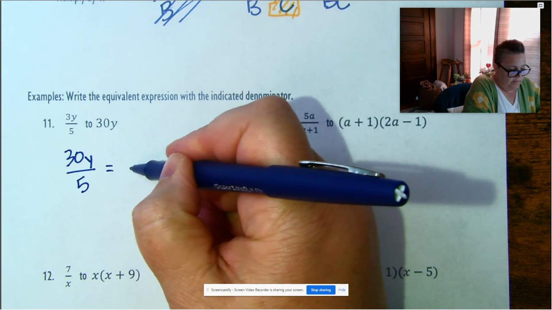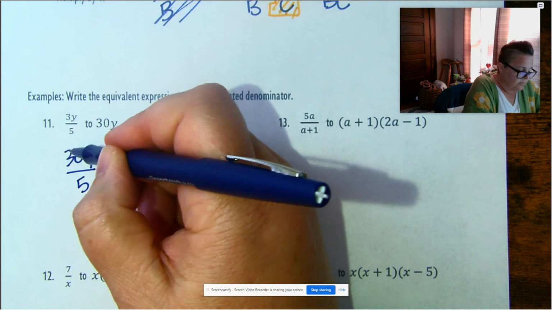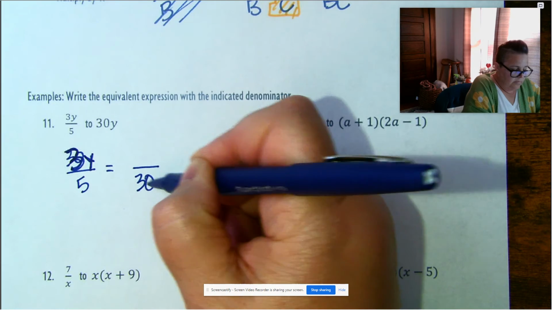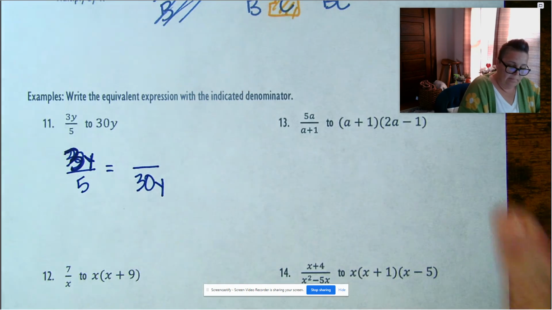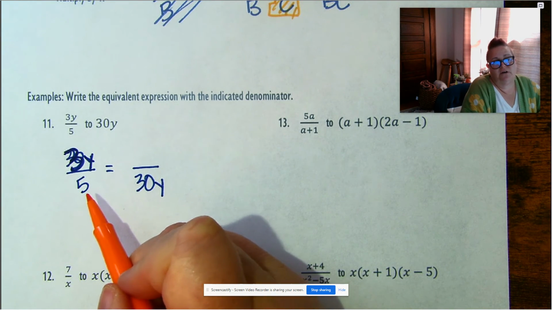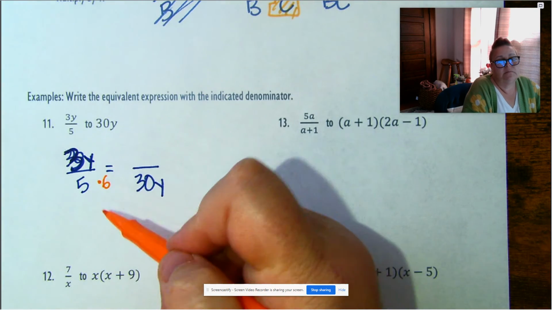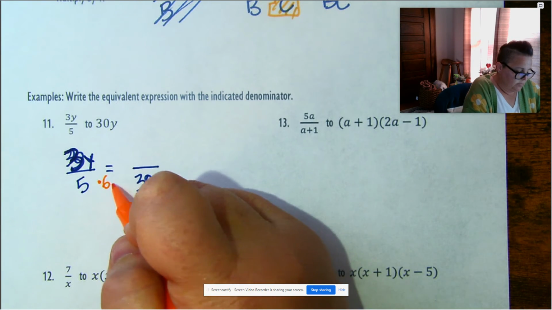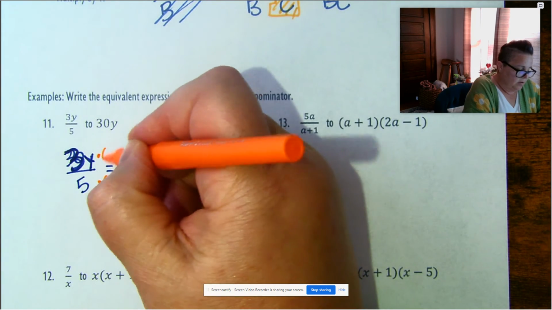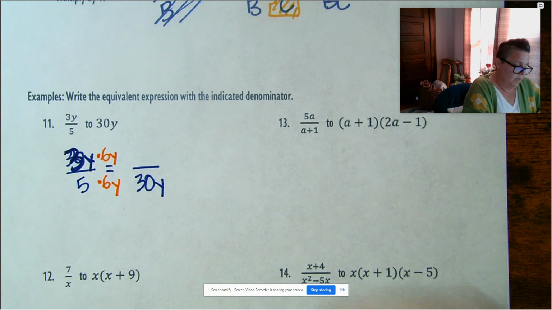And we want to build this so that we've got 30. Oh, no, that's 3y. Sorry, that's a 3y. So we want to build this to a 30y. Okay. So in order to go from 5 to 30, I need to multiply by 6. And where there wasn't a y, I need to put a new y. So if I'm going to multiply the denominator by 6y, I also need to multiply the top by 6y. That's where we're getting our 1.